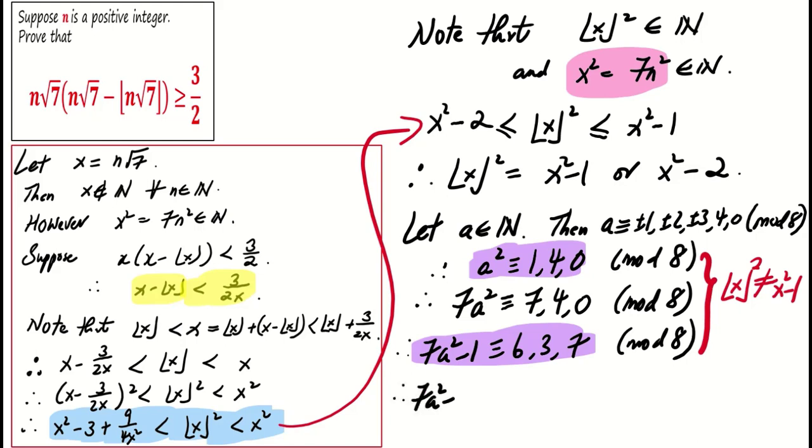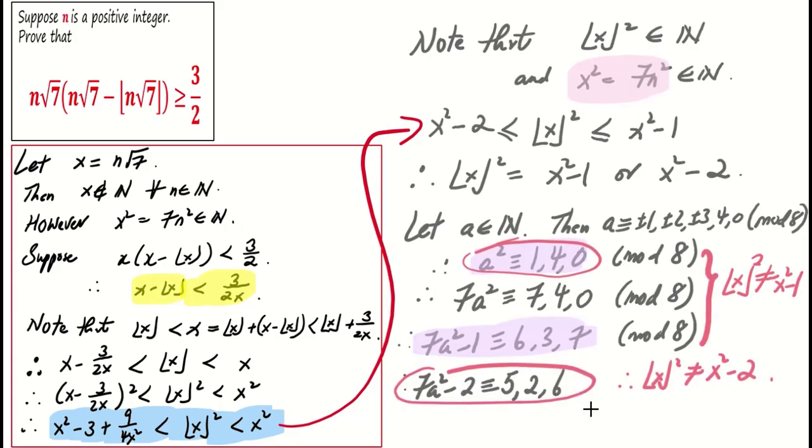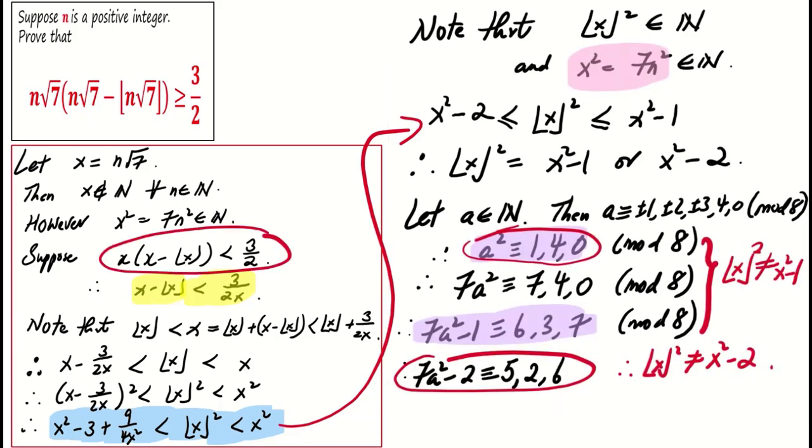Continuing with 7a squared minus 2, which is congruent to 5, 2, or 6. We conclude from this that the square of floor of x is not x squared minus 2. This invalidates our assumption, confirming that x times (x minus floor of x) is at least 3 over 2.